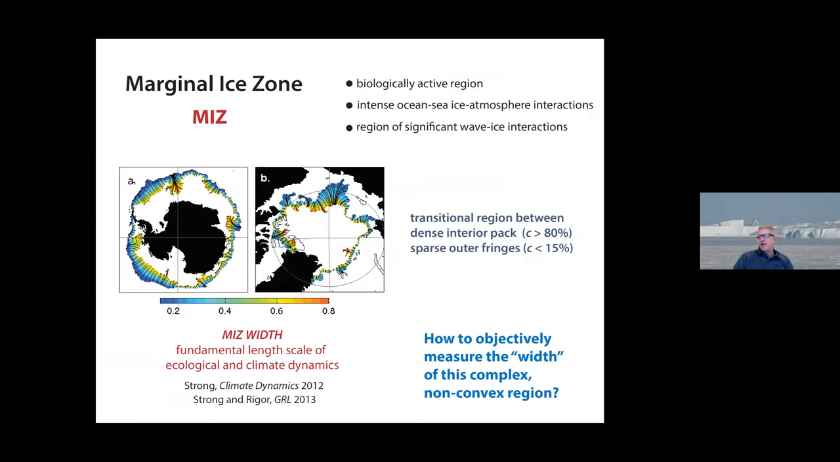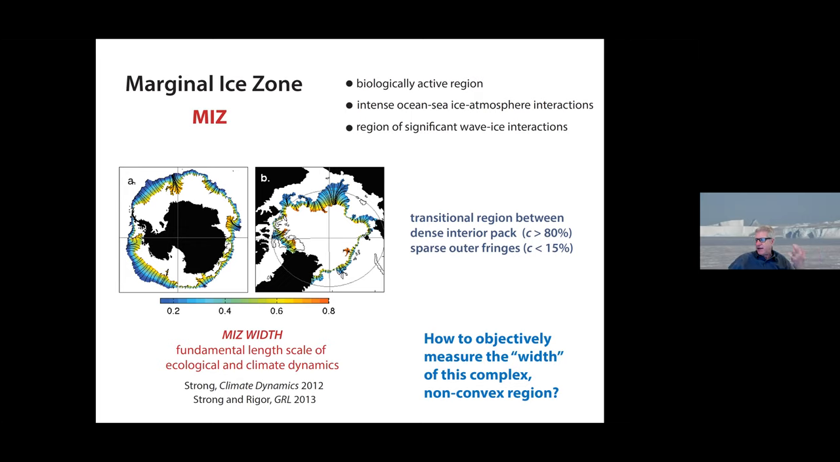Anyway, okay. One of the really big scale problems is this so-called marginal ice zone. This is basically where it's biologically active, it's where waves are, and it's where there are intense ocean-ice-atmosphere interactions. One way to define it is, in the Arctic, you've got this inner core sea ice concentration bigger than 80%, but then you go from 80% down to 15%. And so this sinuous, highly dynamic region called the marginal ice zone is of great interest because the width is a fundamental length scale of ecological and climate dynamics. But how do you measure its width? You know, it's tiny here, thick here.